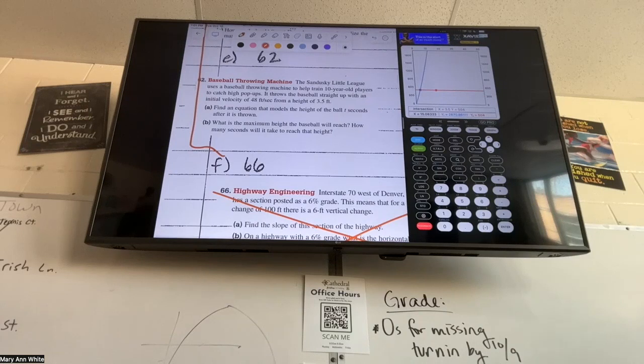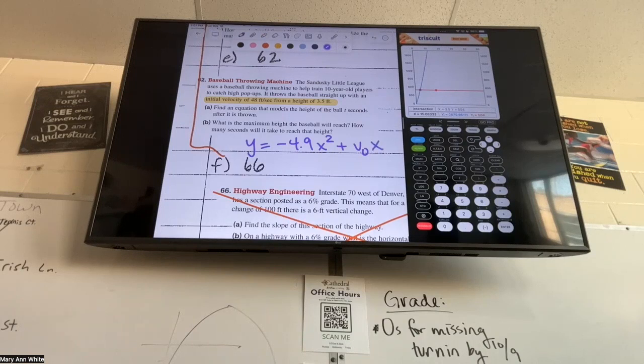62 is talking about this little league. They have this baseball throwing machine, and it throws the baseball straight up with an initial velocity of 48 feet per second from a height of 3.5 feet. Okay. If I give you a problem like this, I will give you an equation to start with, okay? I will maybe have you plug in a couple of those numbers, but I will give you a base equation. I will not expect you to memorize this base equation.